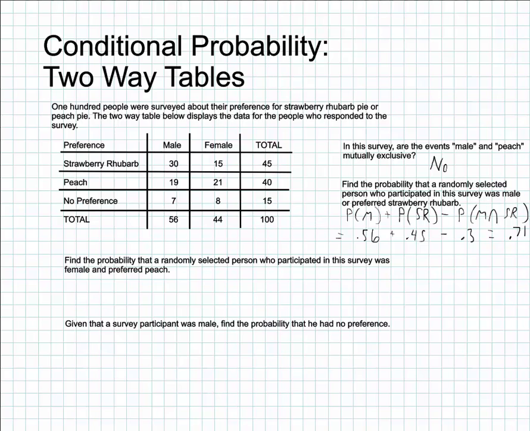Find the probability that a randomly selected person who participated in the survey was female and preferred peach. So we go through the table. Female and preferred peach, well, that's 21. So that is just 21 out of the total, 21 out of 100. So that'll be 0.21.